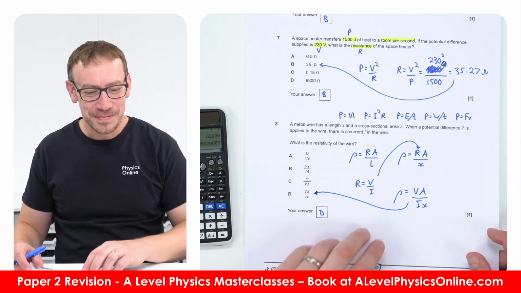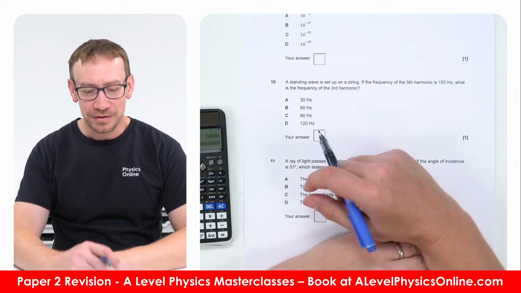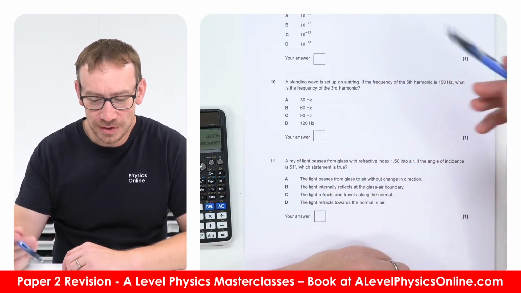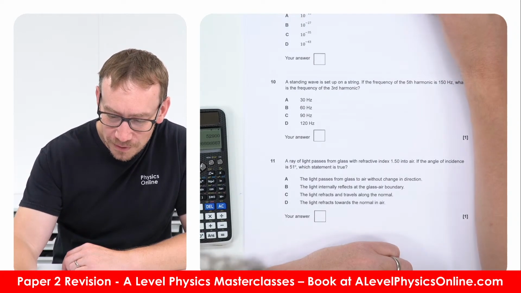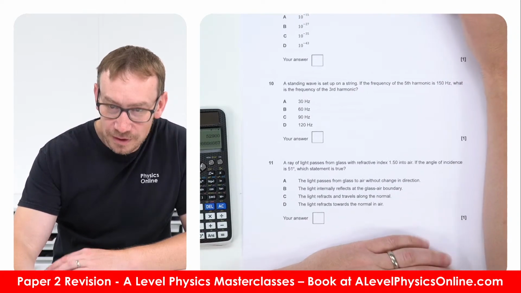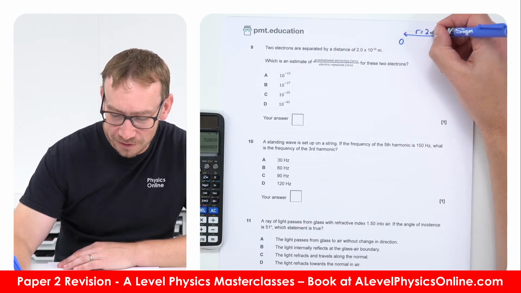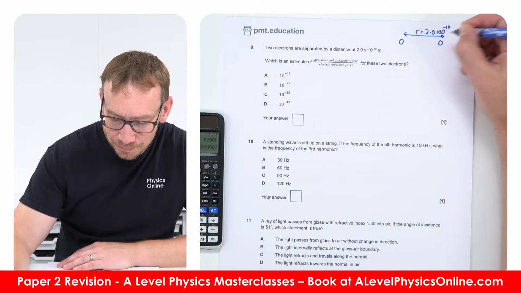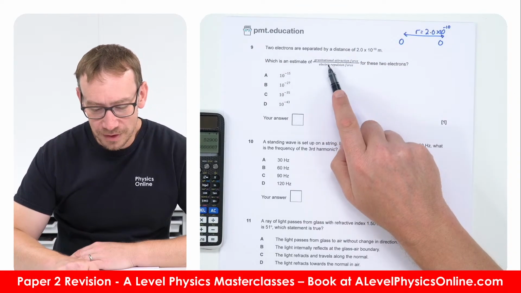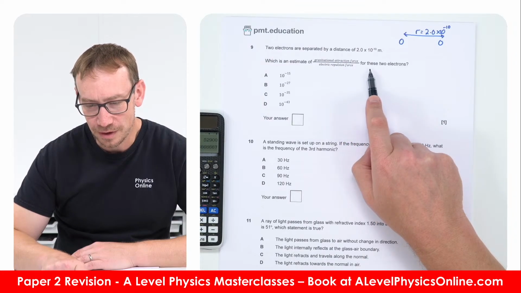Right, number 9. Two electrons are separated by a distance of 2 times 10 to the minus 10 metres. So here are my electrons, and the distance between them, R, I've just drawn a diagram. The distance between their centres is, say, 2.0 times 10 to the minus 10 metres. An estimate of the gravitational attractive force over the electric repulsive force for these two electrons.